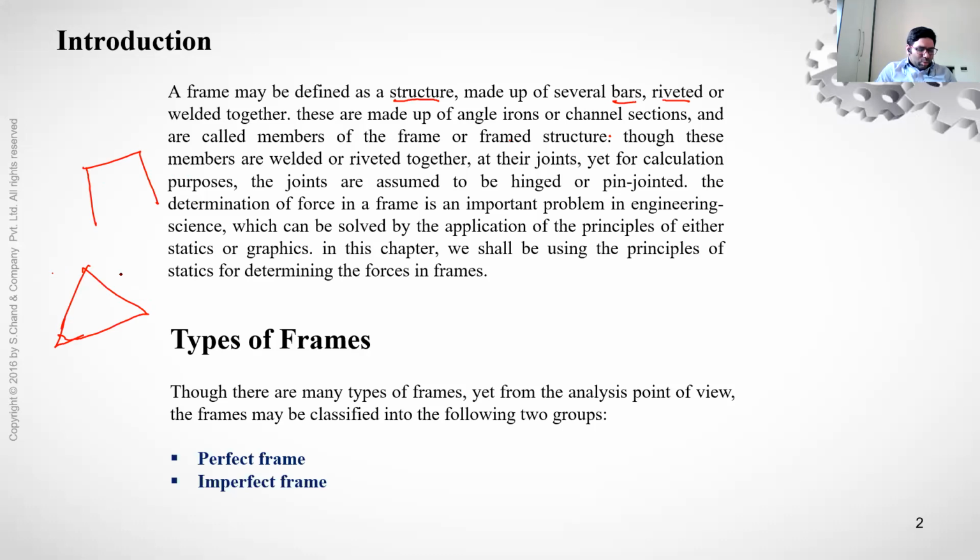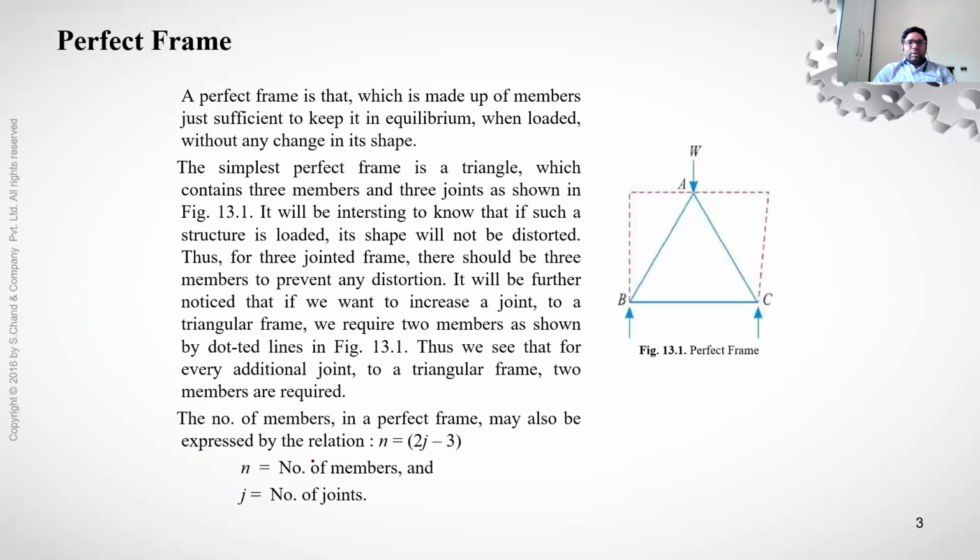Okay. So now, what is the importance of this frame, and why do we need to use it? Firstly, there are different types of frames. We have two important things: one is a perfect frame, and another one is an imperfect frame. I'm repeating again, we have a perfect frame, and we have an imperfect frame. So how do we define a perfect frame?